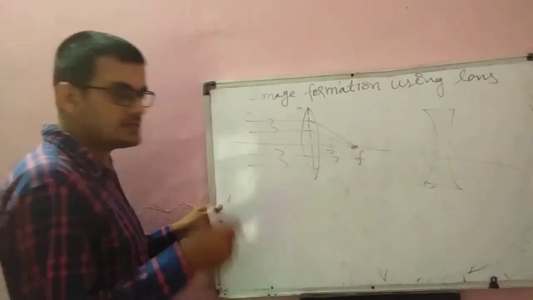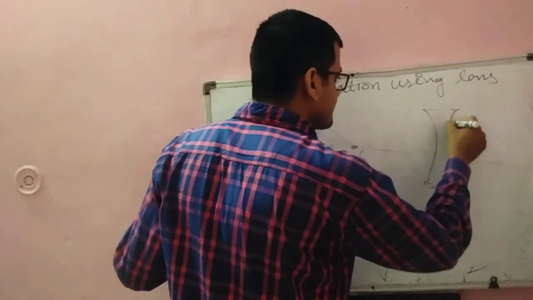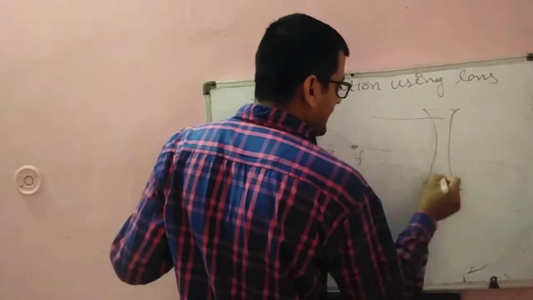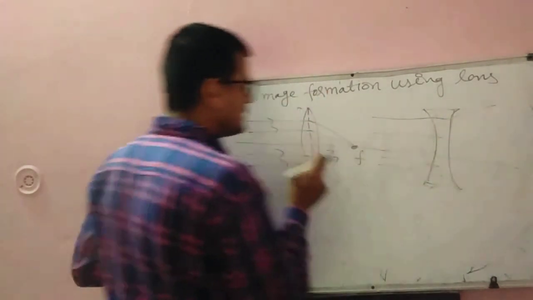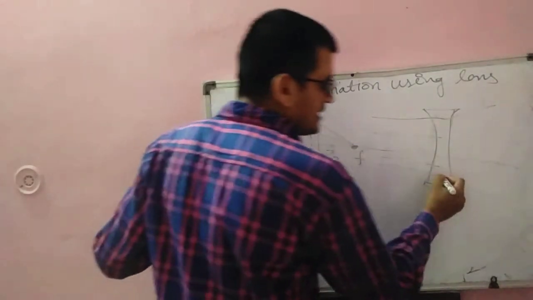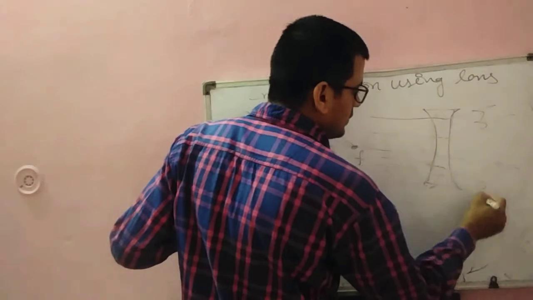This is concave lens. Rays of light passing parallel to principal axis, what will be? Because it is converging lens, convex lens is converging, so meeting at certain point. It is diverging lens, so rays of light will be spread like this. So what will happen?